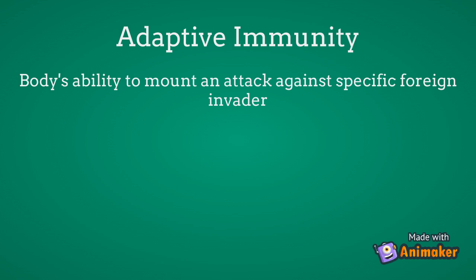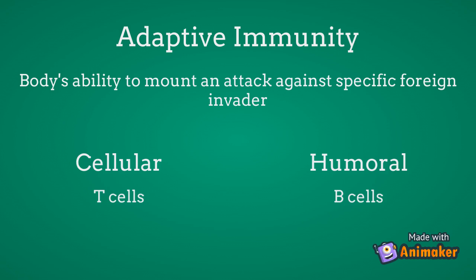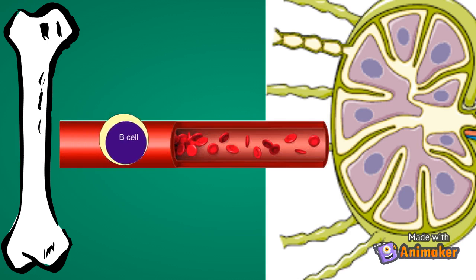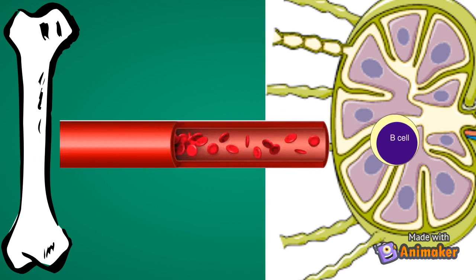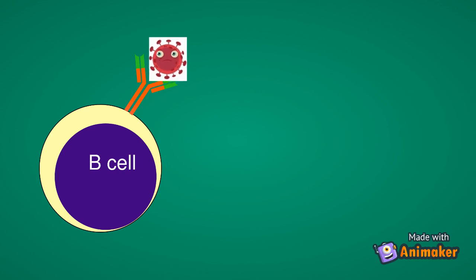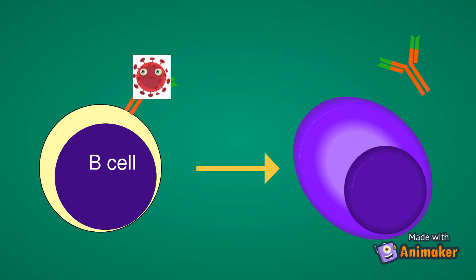Your adaptive immune system represents your body's ability to mount an attack against specific foreign invaders. The adaptive immune system can be split into cellular immunity involving T cells and humoral immunity involving B cells. B cells develop and mature in the bone marrow and travel through the blood to the lymph node where they mature and are activated when a pathogen is present. B cells express B cell receptors that recognize and bind antigen. When activated, B cells can differentiate into plasma cells which produce antibodies.